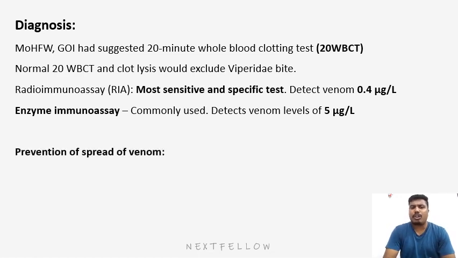Now, the prevention of spread of venom. The RIGHT approach is used. R for reassurance, I for immediate immobilization of the affected or bitten limb. G and H stand for get to the hospital immediately, and T stands for tell the doctors about the systemic symptoms that developed on the way. So it may be easy to identify the snake or type of venom in the snake.